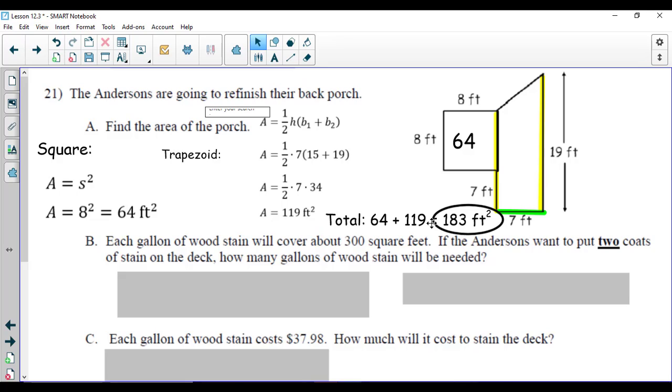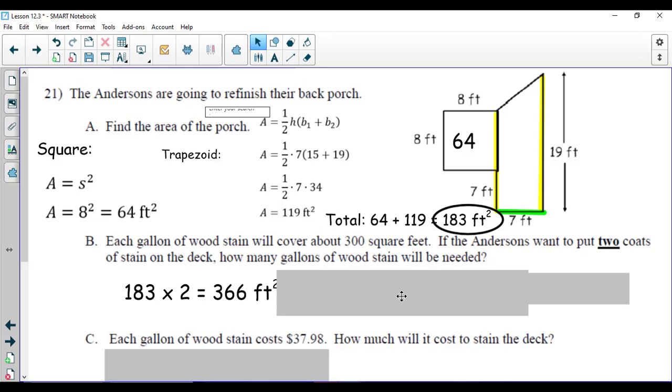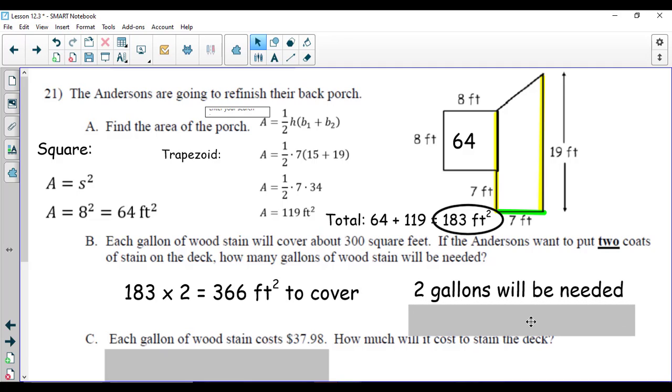Part B says each gallon of wood stain will cover about 300 square feet. If the Andersons want to put 2 coats of stain on the deck, how many gallons of wood stain will be needed? Well, if the area is 183 square feet, and we're going to cover that twice, that means we need to cover 366 square feet. If we need to cover 366 square feet, that's more than the 300 that it covers. So we're going to need 2 gallons to cover this deck.